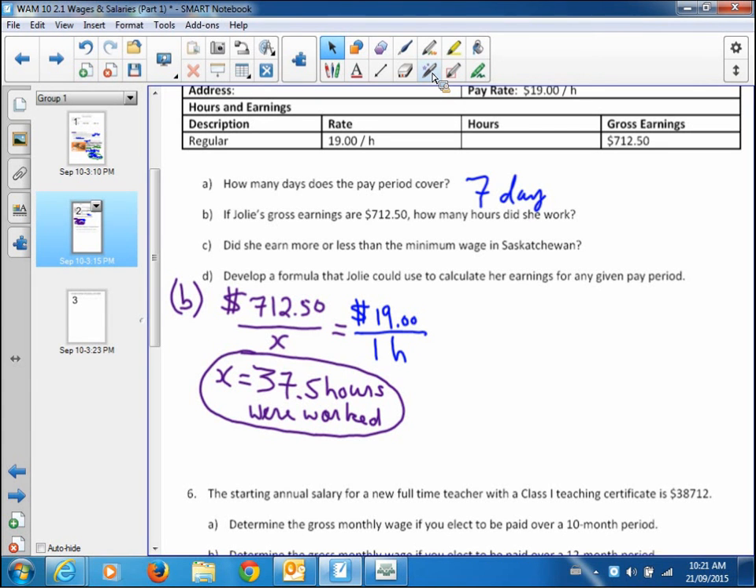And question C is pretty simple. It says here $19 an hour. Is that more or less than minimum wage in Saskatchewan? That's definitely more. It's not a bad wage at all.